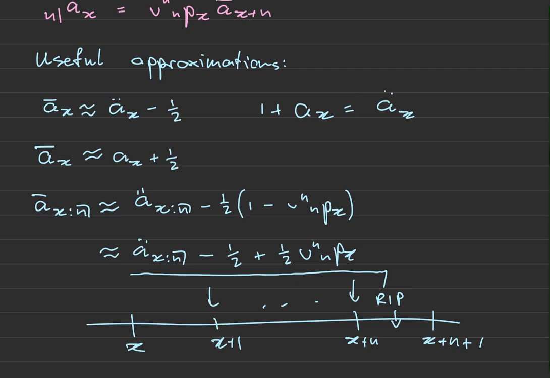Now, why do these make sense? Well, on the left-hand side of both of these, I have A bar X. So I can equate those two to each other. That means that A double-dot X minus a half should be equal to A X plus a half. Now, if I take that half to the other side, I arrive at this formula. And that's a sense check to show you that what I've been saying does make sense, because we fundamentally know this to be true. All right.